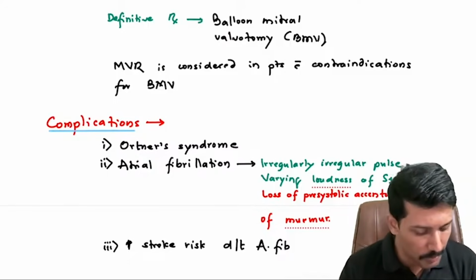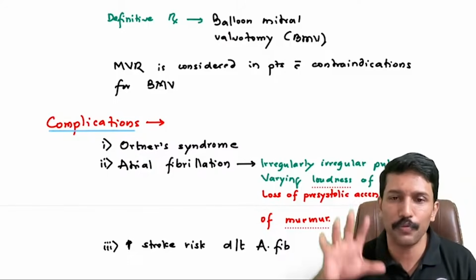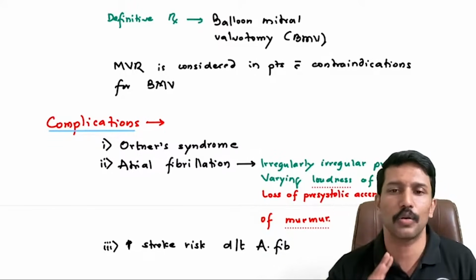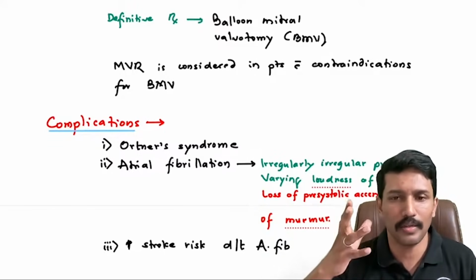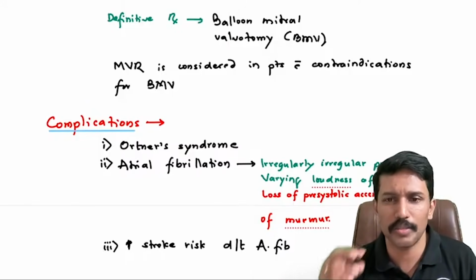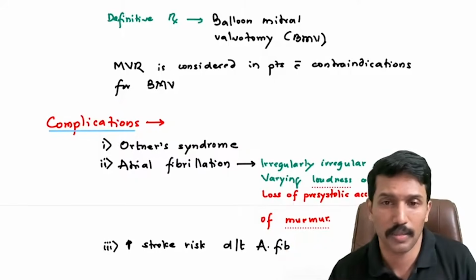See, presystolic accentuation is because of active filling or atrial contraction. In atrial fibrillation, the atria do not contract. So if it is not contracting, it is not creating more turbulence across the mitral valve. So more turbulence is not there, which means accentuation of the murmur will not be there.